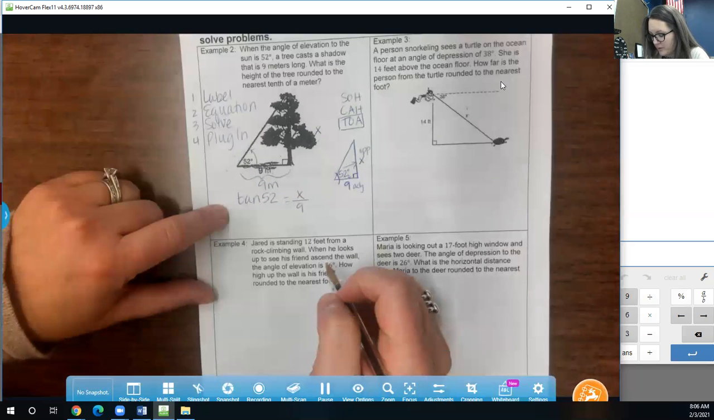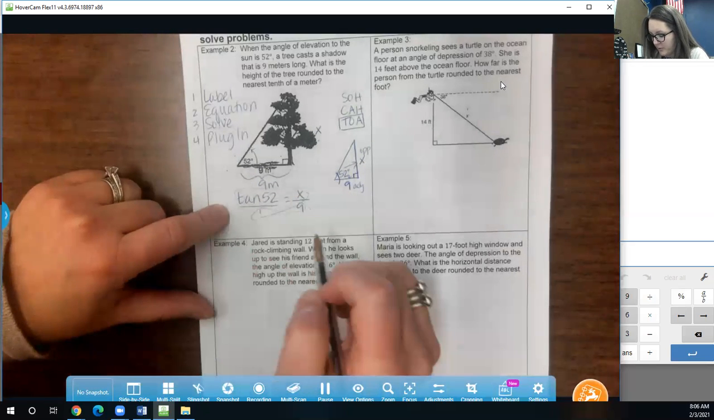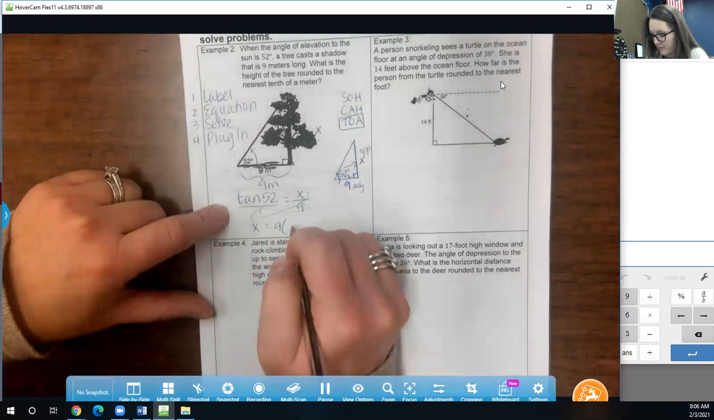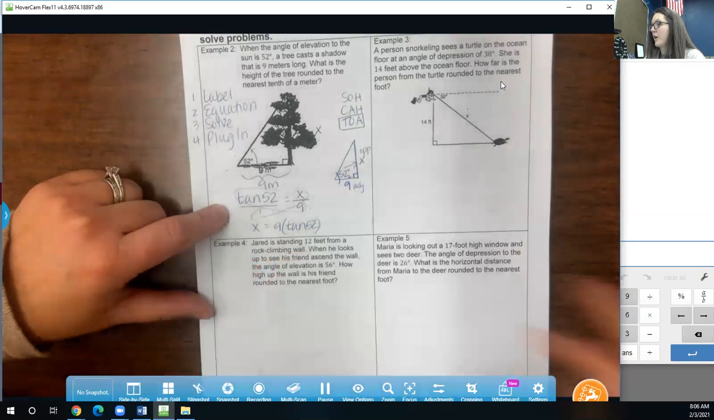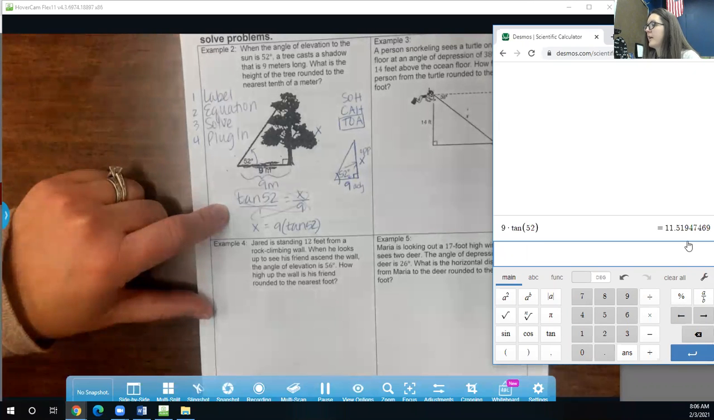Same way we've been solving it. Put it over 1, cross multiply, right? So we have X equals 9 times the tangent of 52. Now I'm going to grab out my calculator. Good thing I had it already. And we're going to say 9 times the tangent of 52, and we get 11.5.